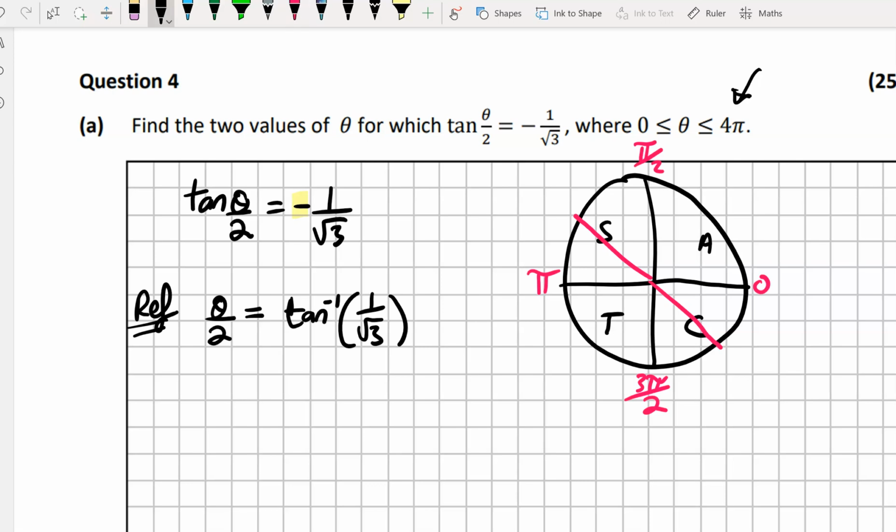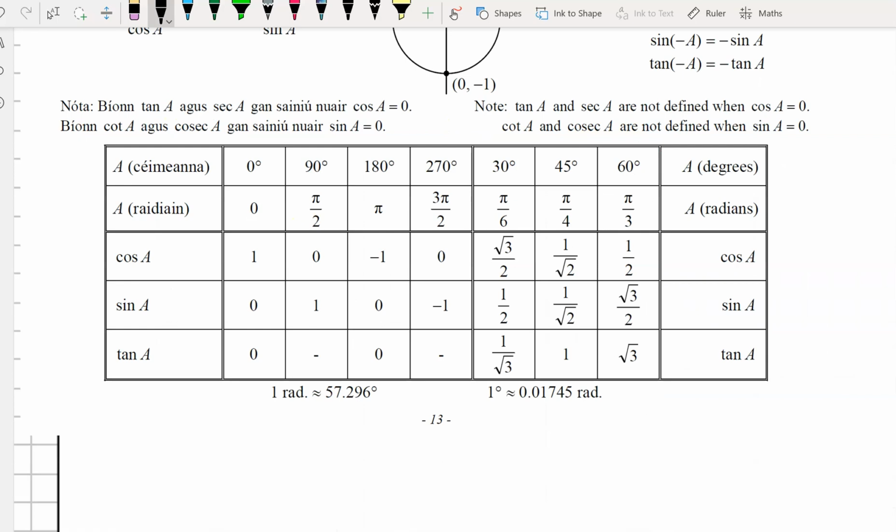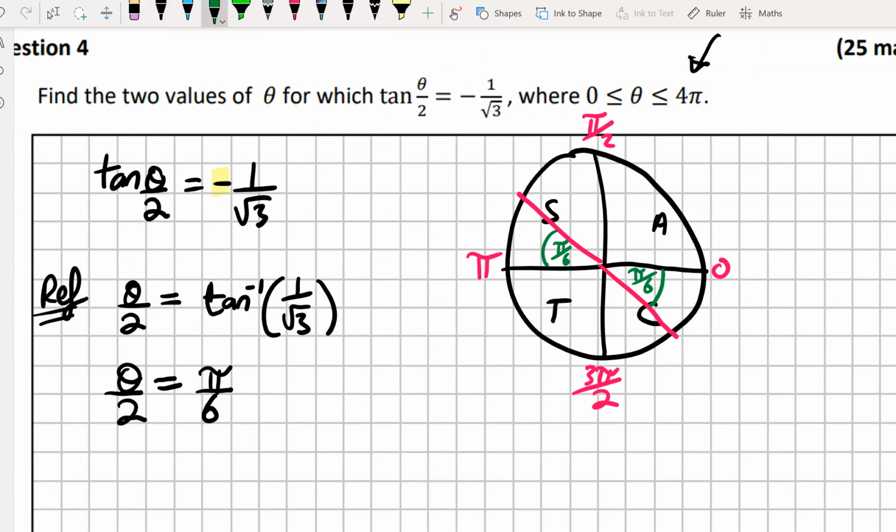Next thing, we get our reference angle by getting the tan inverse of 1 over root 3. We're dealing in radians, so I can see the tan inverse of 1 over root 3 is pi over 6. So I mark my reference angles into my unit circle, always between the line and the x-axis.